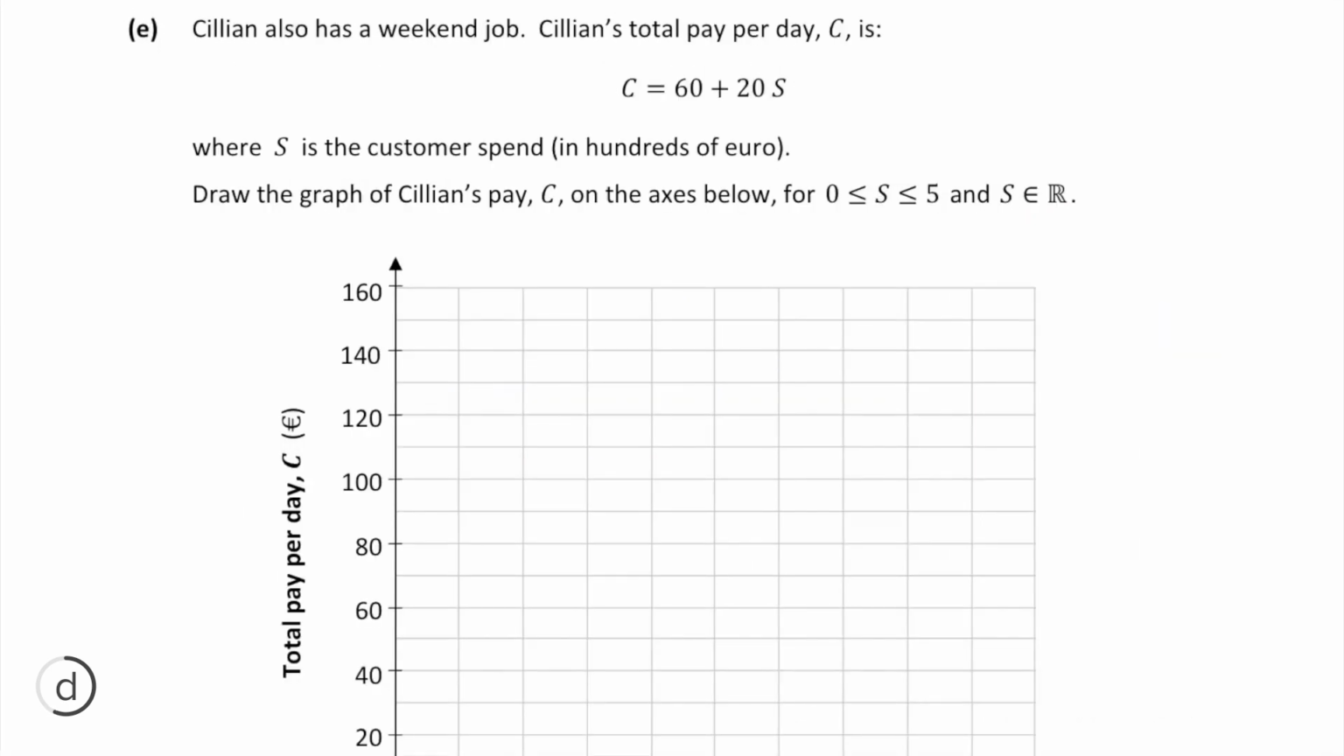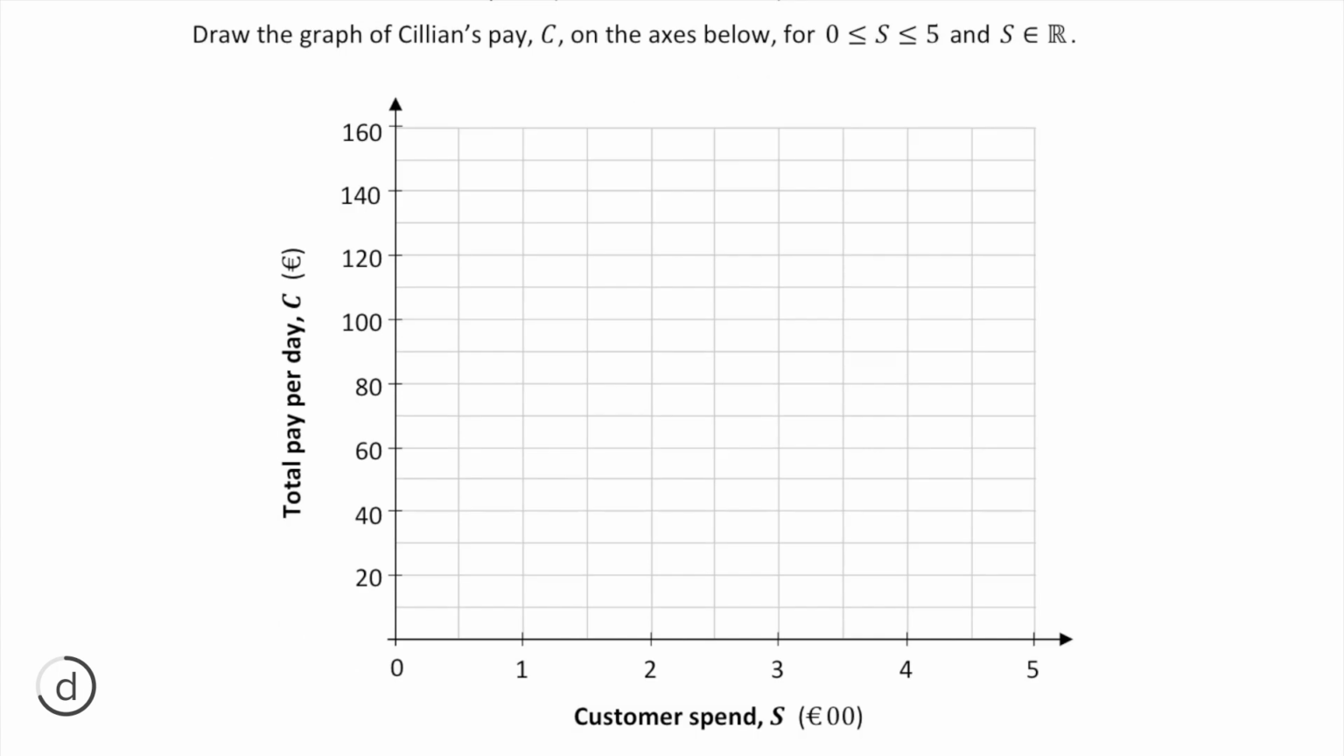Finally in part E, we're told that Killian also has a weekend job. His pay per day C is calculated as C is equal to 60 plus 20S, where S is the customer spend in hundreds of euros. We have to draw the graph of Killian's pay on the axis provided.